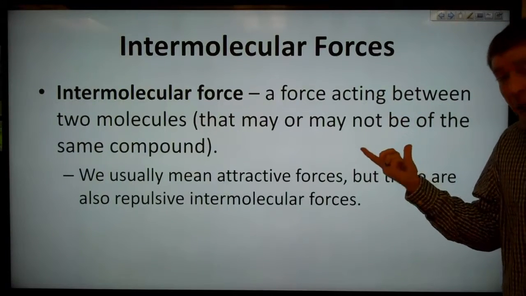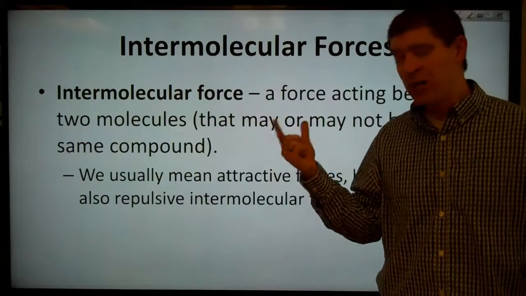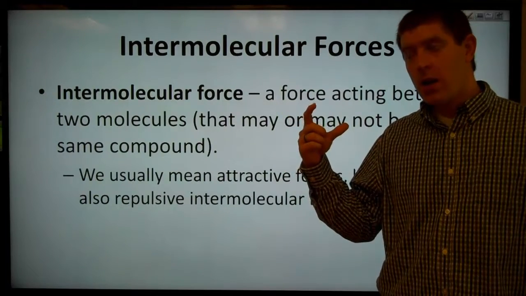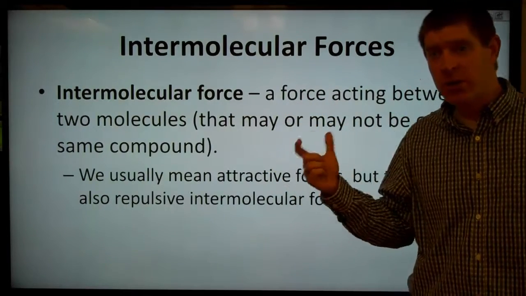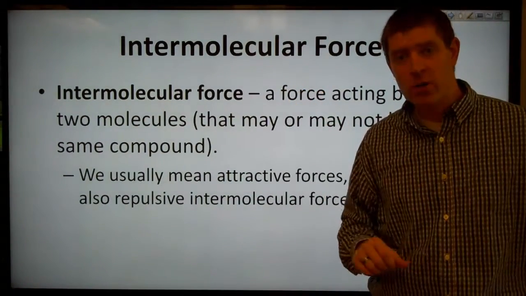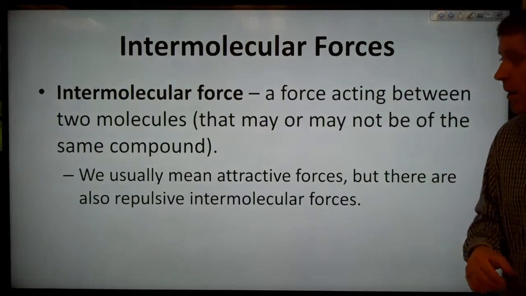They may or may not be of the same compound. They don't have to be of the same compound. Most of the time in chemistry, at least in a general chemistry class, we're talking about forces between molecules of the same substance, but every once in a while we talk about forces between molecules of different substances.